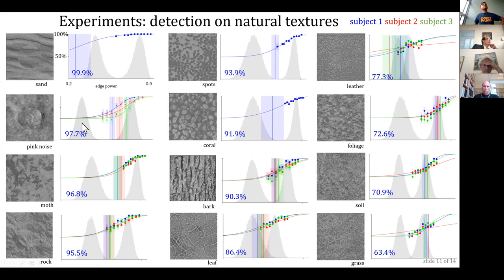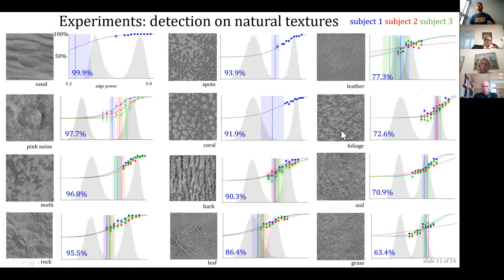These histograms, once again, are the histograms of the edge powers of the blank distribution and the target distribution. It's useful to plot these because if you have a texture, let's say this leather texture, for which these two histograms are very close, you could expect it would be hard to discriminate the two. And we do see that in this case, but that's not always true. For example, with this foliage texture, the distributions of edge power are more different, but overall performance is worse for humans. What this indicates is that the edge power at one pixel is not all of the information. There is information beyond that.